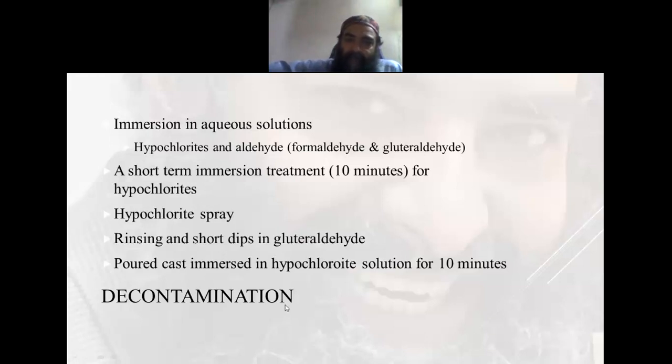Hypochlorites and aldehydes, formaldehyde and glutaraldehyde, are used for immersion, as aqueous solutions. A short-term immersion treatment of only 10 minutes is advised for hypochlorites. Hypochlorite sprays are also available. Rinsing and short dips in glutaraldehyde are also advised. A poured cast immersed in hypochlorite solution for 10 minutes is advised for decontamination.